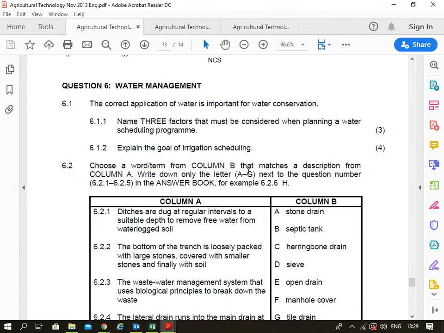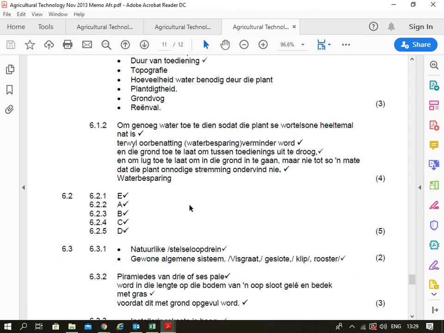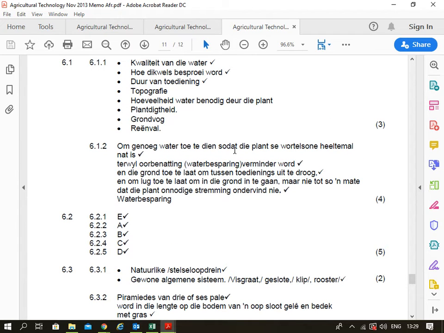Explain the goal of irrigation scheduling. Wat is die doel van hierdie bestuur? Om genoeg water toe te dien sodat die plant en wortelsone heeltemal nat is, terwyl oorbenatting, waterbesparing verminder word en die grond toe te laat om tussen die toedienings uit te droog. So the idea is we want to use the water sparingly. Thus, we want as much water on the plant, but also not too much water, so the soil is oversaturated, giving the soil enough time to dry out on its own and then be ready for the next amount.